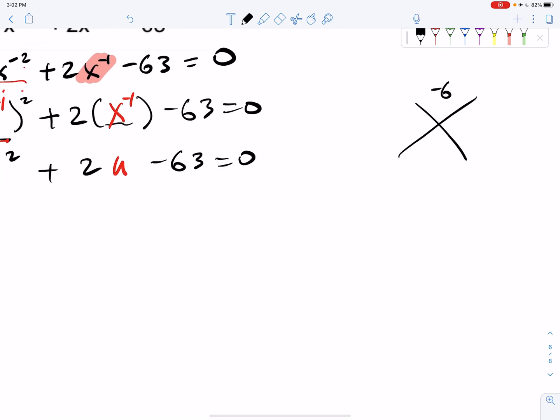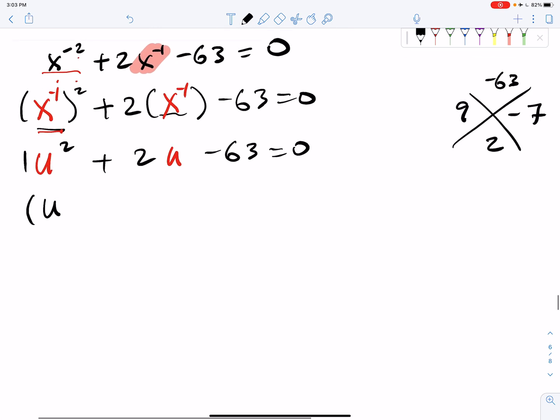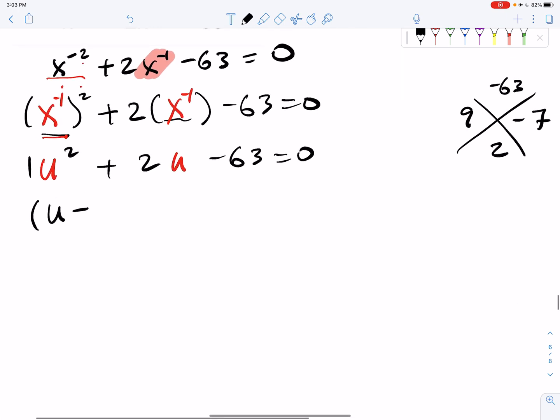What multiplies to negative 63 and adds to 2? Well, how about positive 9 and a negative 7? Because that leading coefficient is 1, we don't have to worry about grouping or anything more complicated. We just say u plus 9 times the quantity u minus 7 equals 0.